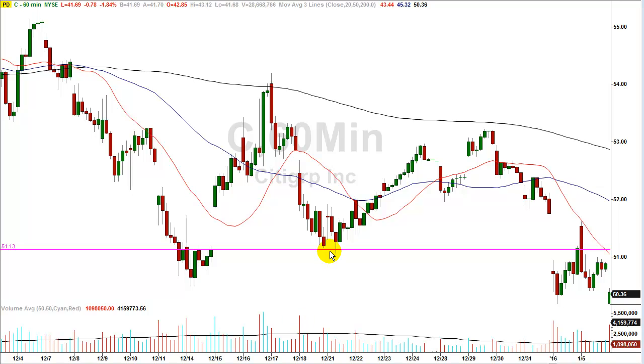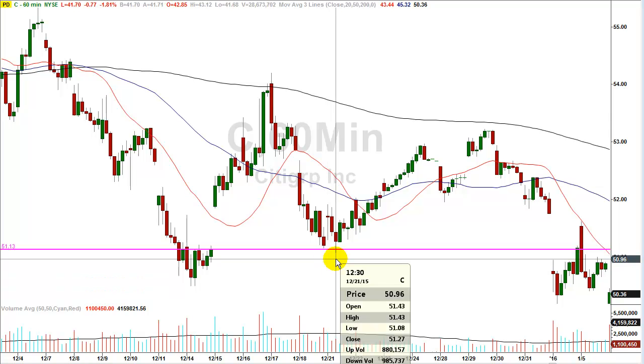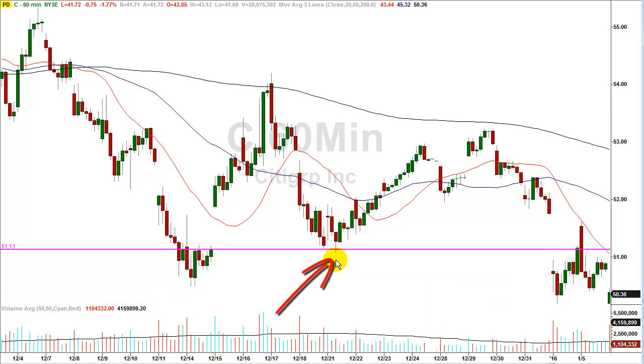And you can see here the stock only pierced that level by a couple of pennies. 51.08 was the low. So we only pierced it by 5 cents. And then the stock took off to the upside.